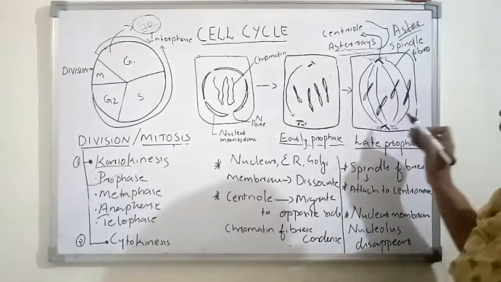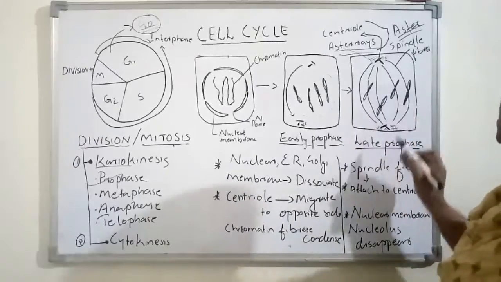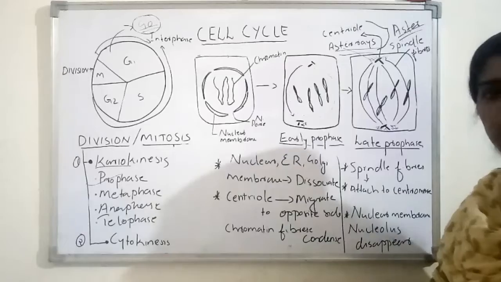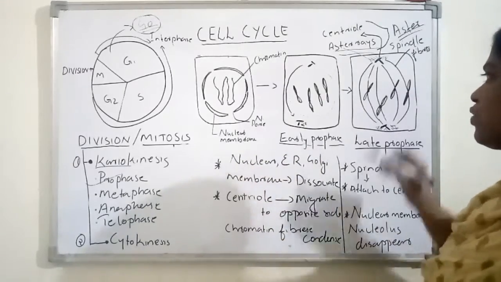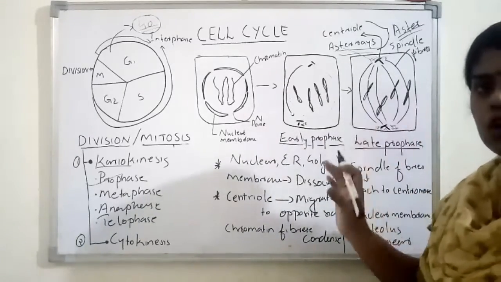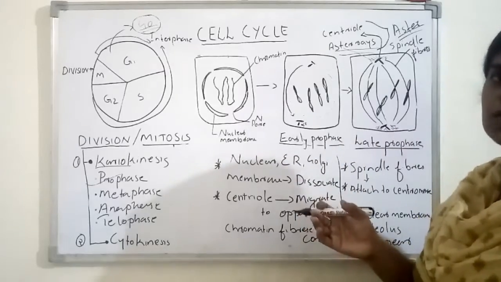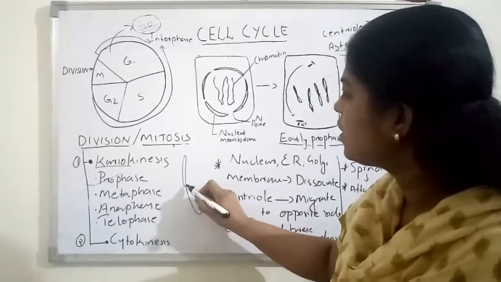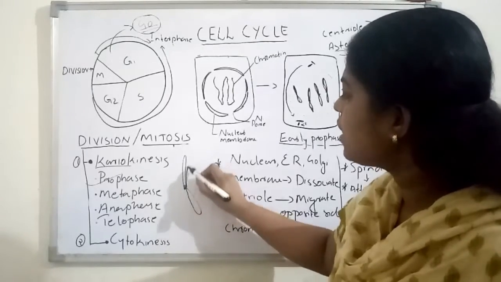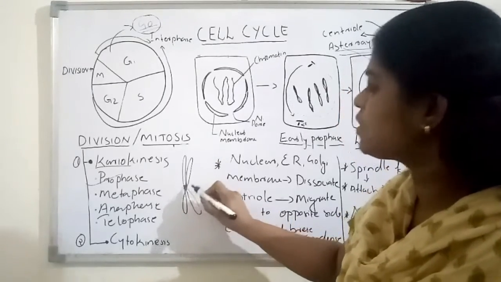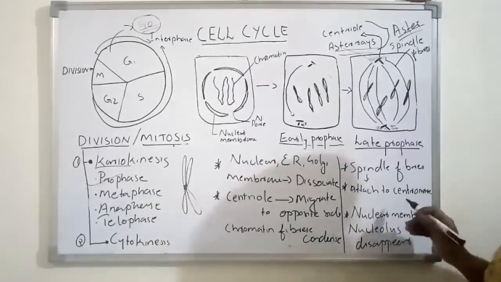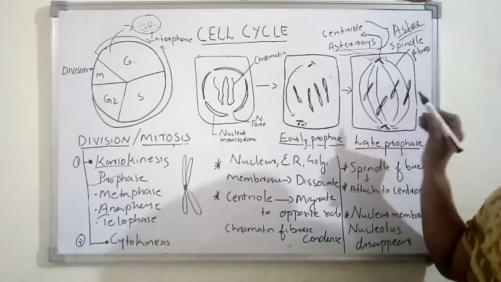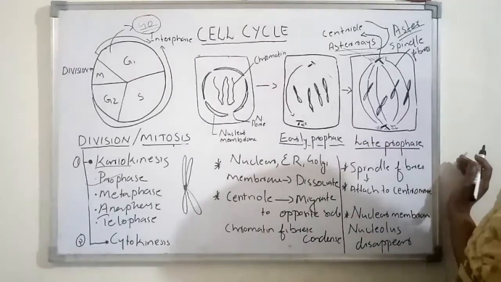And the spindle fiber will start to attach to the centromere of the chromosome. Centromere means what? In a chromosome, there is a common point for the sister chromatids. The sister chromatids are attached to a common point. Here you can see that a common point is there for the sister chromatids, and this point is known as the centromere. So the spindle fiber will get attached to the centromere in the late prophase.